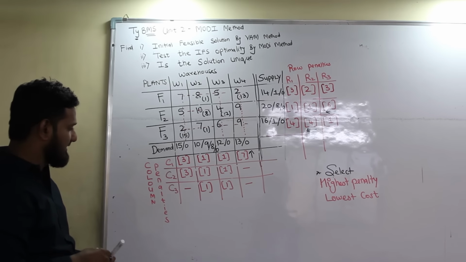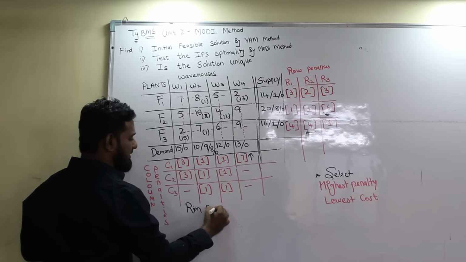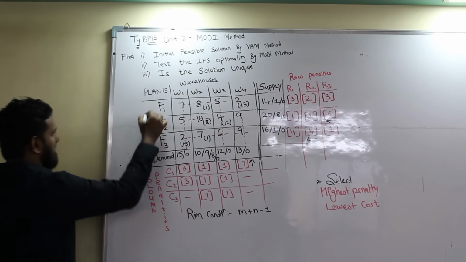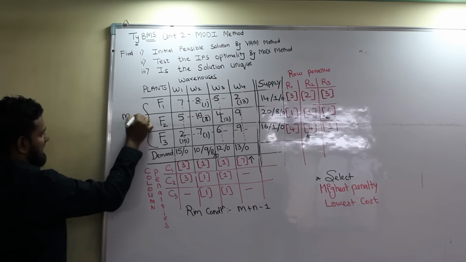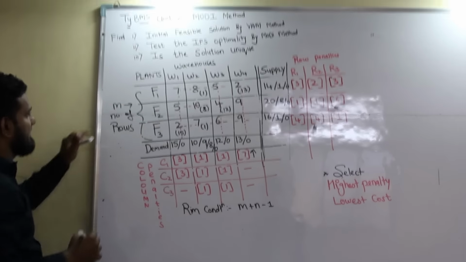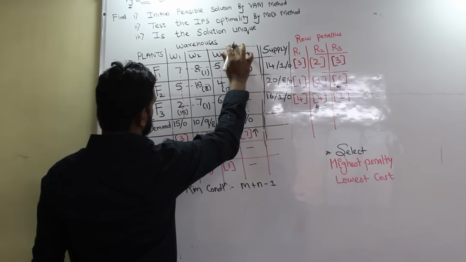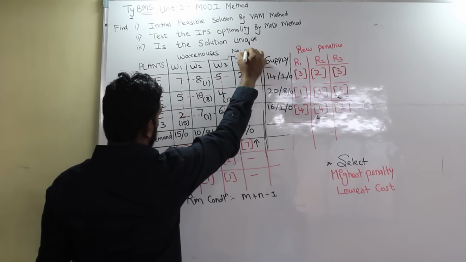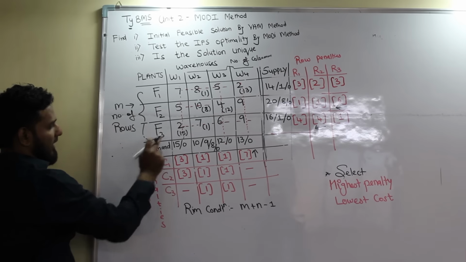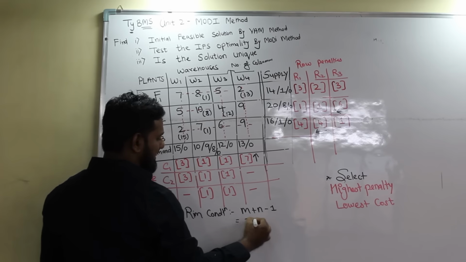Okay. Now the final thing is we need to find out the rim condition. The rim condition formula over here is m plus n minus 1, where m is the number of rows, these are the rows over here, and n is the number of columns. This is the number of columns. So that is very easy to identify. You can see F1, F2, F3. So there are how many rows? We got 3 rows. So in place of m you will write 3 plus.